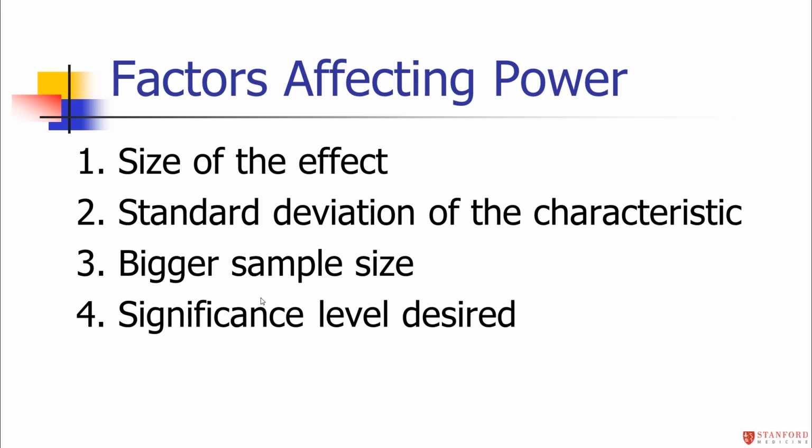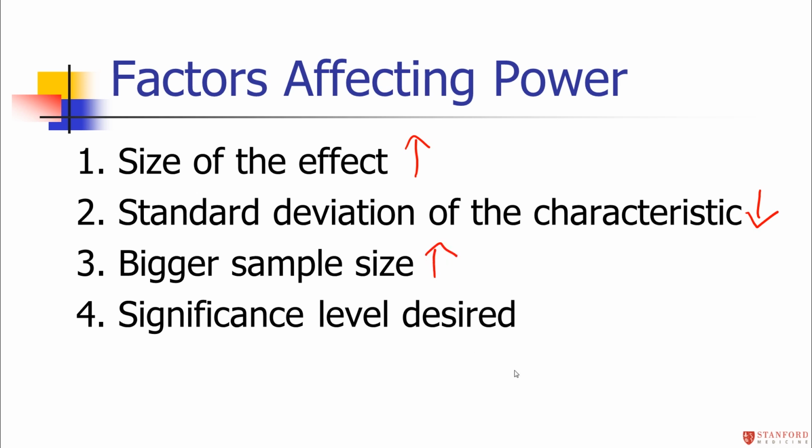So if the size of the effect is greater, that's going to increase your chances of getting a significant p-value. That's therefore going to increase your statistical power. If the variability of the thing you're looking at is higher, if there's more variability, it's going to make it harder to find an effect, harder to get a significant p-value, so that's going to decrease your statistical power. Bigger sample sizes, of course, are going to increase your statistical power.